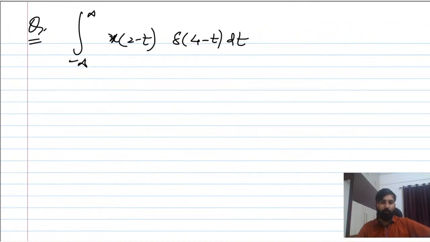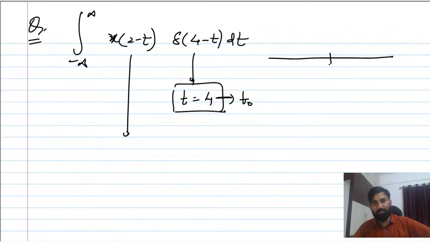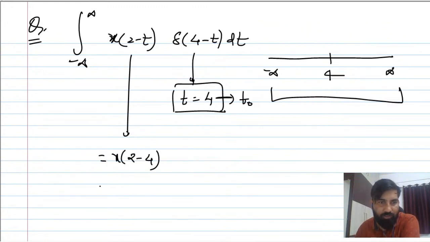Okay, so you can find from here t equal to 4. You will get the shifting here, shifting is t naught. As you know, this is 4, and the integral limit is from minus infinity to infinity. I hope this makes sense. So here in this case, what will happen? 2 minus 4, it will be the answer. So x of minus 2. This is the answer for this question.